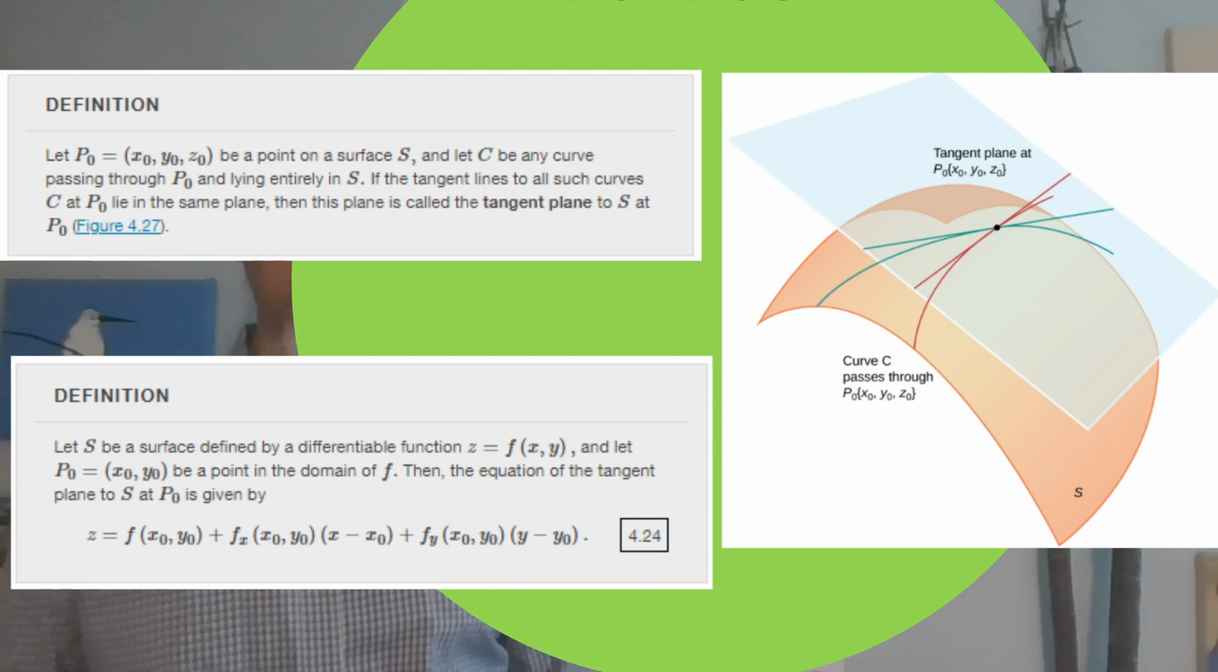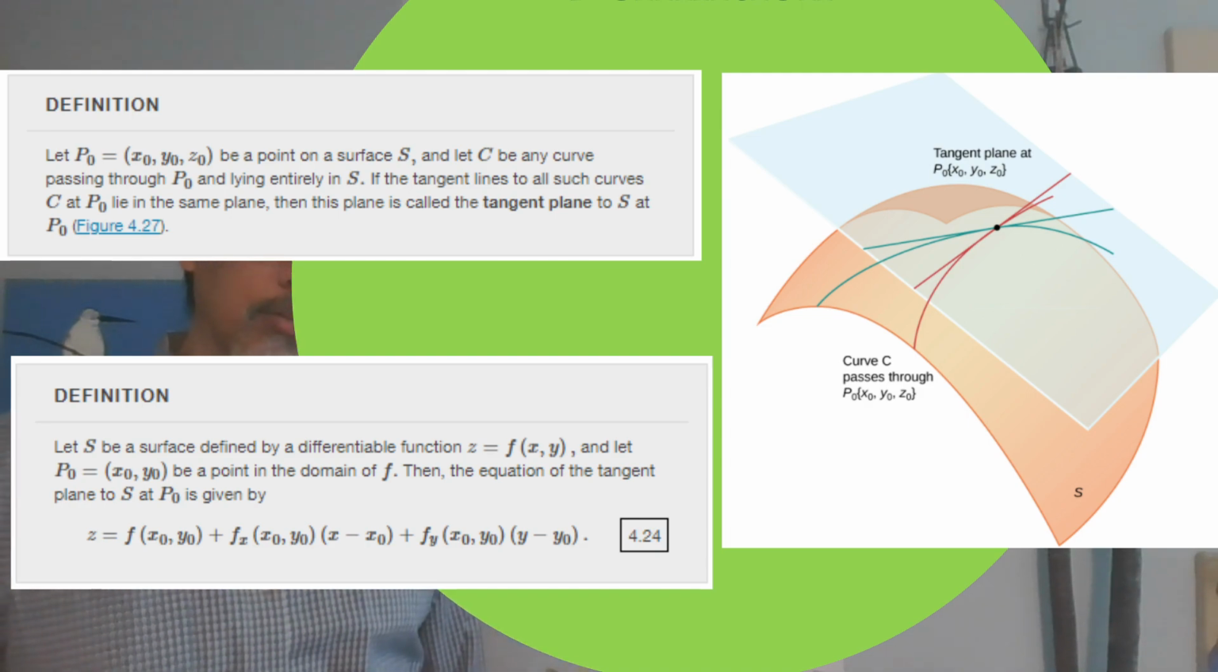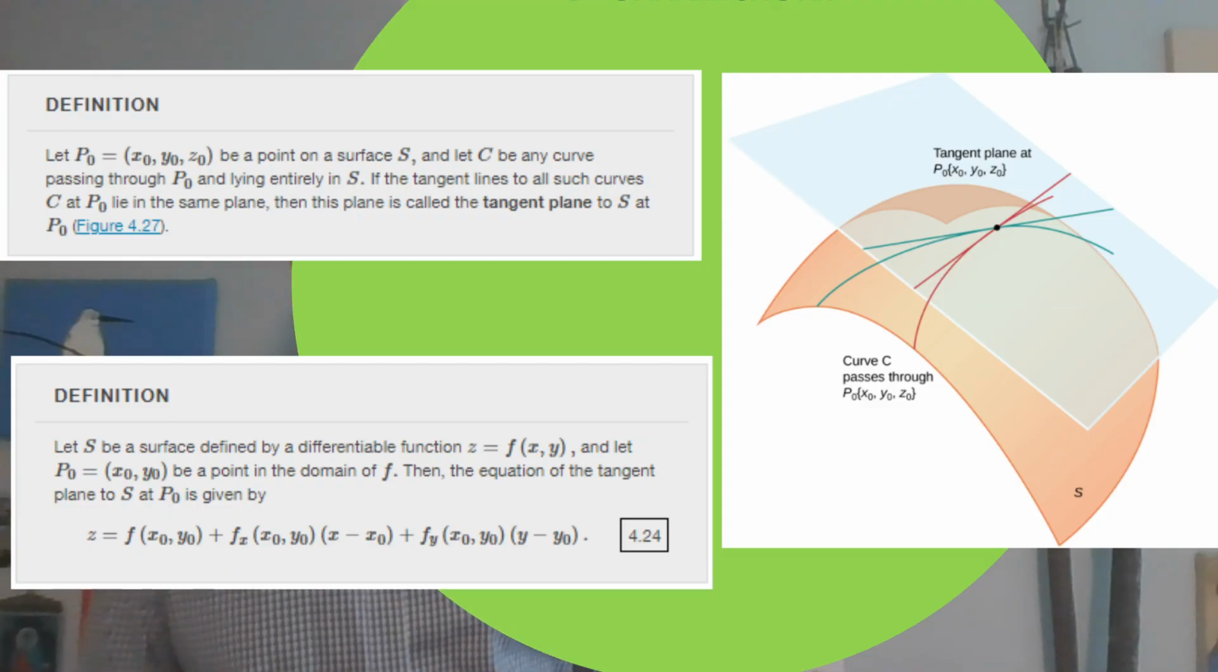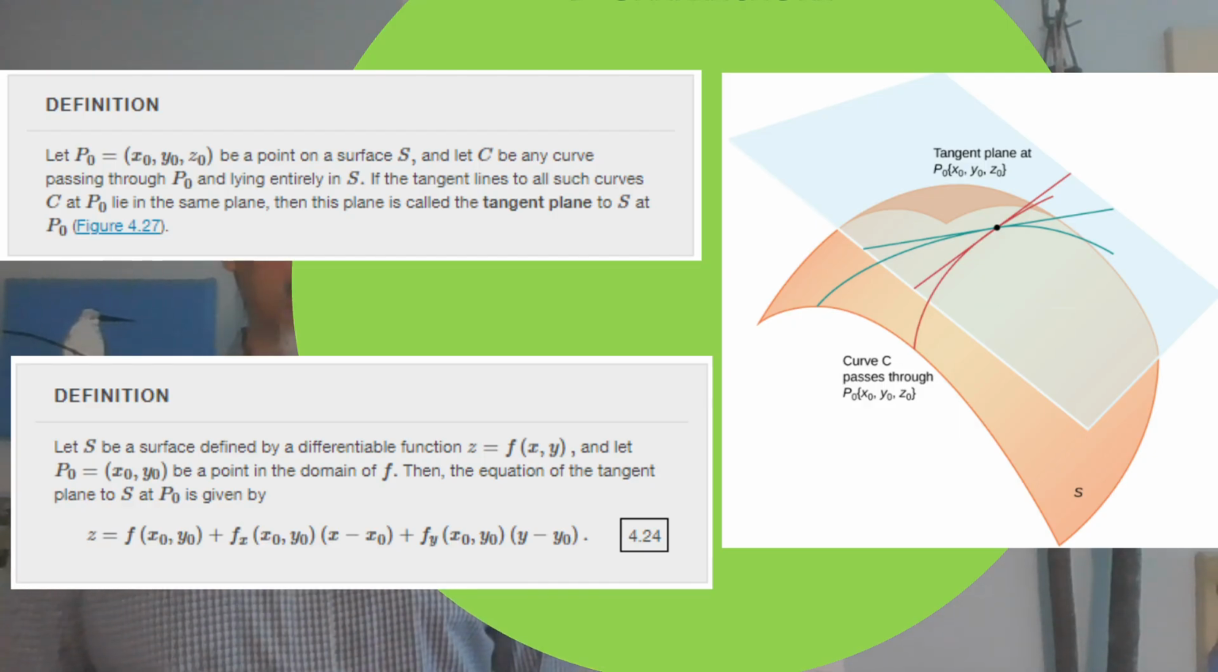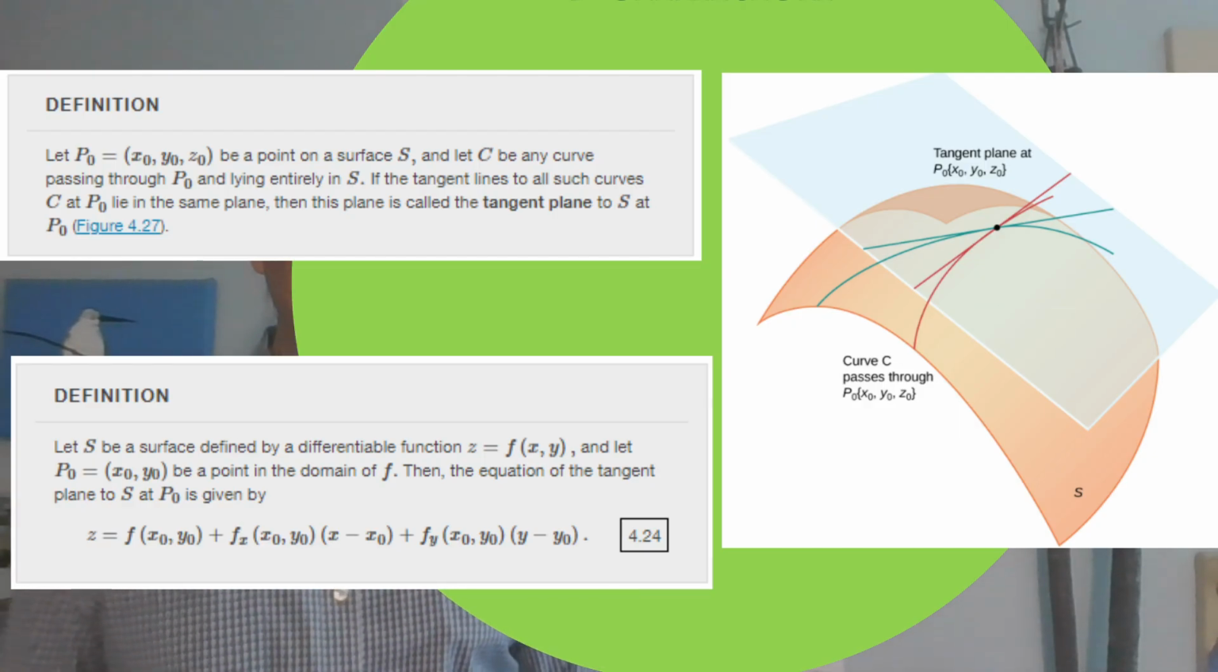a tangent plane. The derivation of this formula comes from the idea that we're going to take the partial derivative with respect to x and make a vector out of that that's tangent to the surface, and then the partial derivative with respect to y, make a vector of that that's tangent to the surface as well. And then by doing the cross product, we'll end up with a normal vector, and with a point and a normal we can find the equation of a plane.